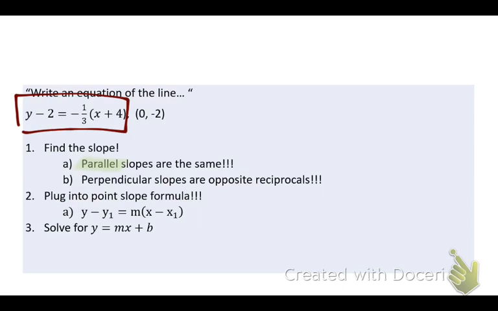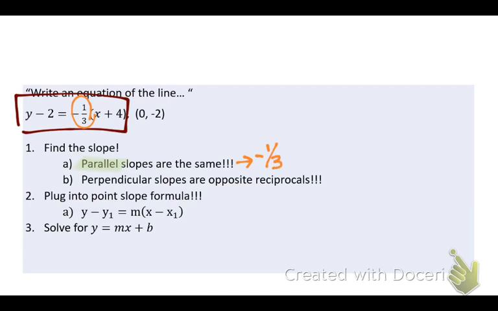So what you would need to do is identify the slope of the old line, which here we really don't need to do any work. It's negative 1/3, because if we distribute, we would get negative 1/3 x. Okay, and nothing would change that fact. So our old slope is negative 1/3. Well, parallel slopes are the same, so what is our new slope? Negative 1/3.